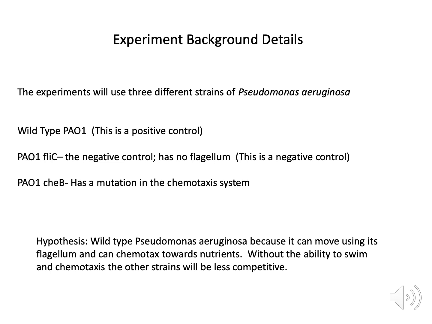I'll be using 3 strains of bacteria: a wild-type strain of Pseudomonas aeruginosa, a fliC mutant strain of this that's unable to make a flagellum, and a cheB mutant strain that can't chemotax. My main hypothesis is that the 2 mutants will be unable to either swim or respond to chemotactic gradients.